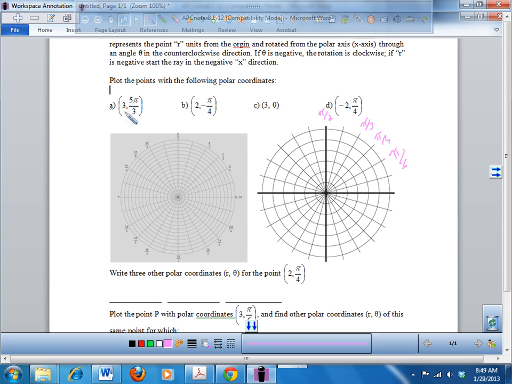So to get to 5 pi over 3, you come out this way, 1, 2, 3, and then you rotate through 5 pi over 3, and the rotation is always in the counterclockwise direction. So this would be 3 pi over 3, this would be 4 pi over 3, so 5 pi over 3 would be pi over 3 past there. So you would go to right over here, right?